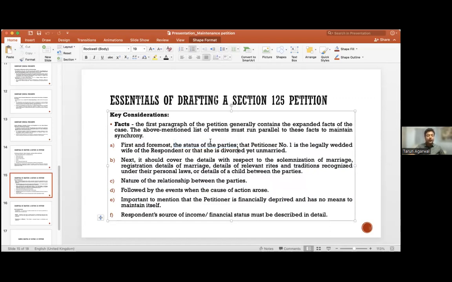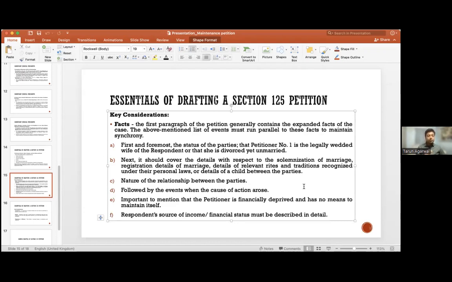Assuming you are filing it on behalf of an estranged wife, a poor wife, then you have to mention that the petitioner is so and so, got married, is the legally wedded wife of the respondent, or that she is divorced yet unmarried. Next, your facts should cover the details with respect to the solemnization of marriage, the registration details of marriage, details of the relevant rites, whether you have been married as per the Hindu rites, or Parsi rituals, or Christian rituals, or Muslim personal law. So you need to mention under what personal laws your marriage has been solemnized.